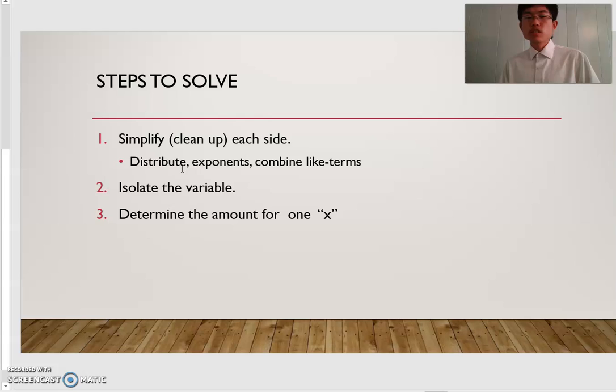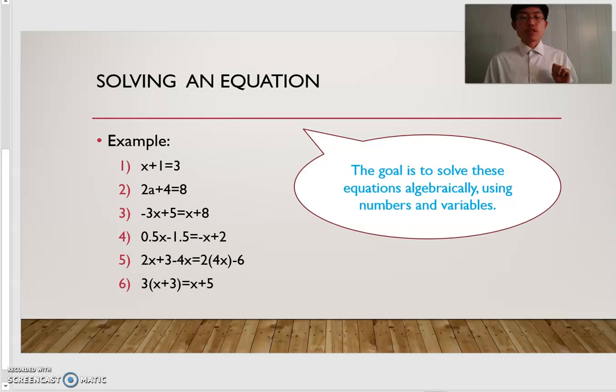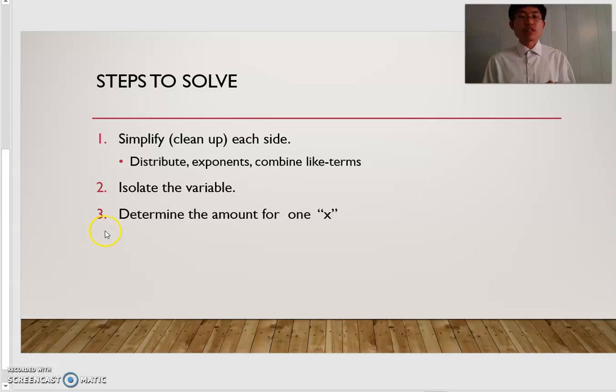Right, and just a summary. Steps to solve equations. Basically, I've categorized it into 3 steps. Simply 1, 2, and 3. First step, simplify each side. You might have to get rid of parentheses, or exponents if you have any, like 2 to the 3rd. Combining like terms, for example, number 5, 2x plus 3 minus 4x. 2x and negative 4x both have x, so you can combine these two. 2 and negative 4, add those together, you get negative 2. So 2x minus 4x gives you negative 2x. And that's what combining like terms means.